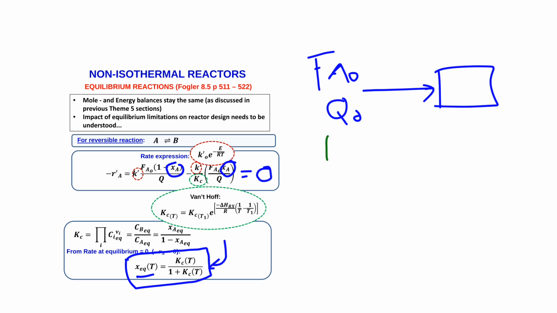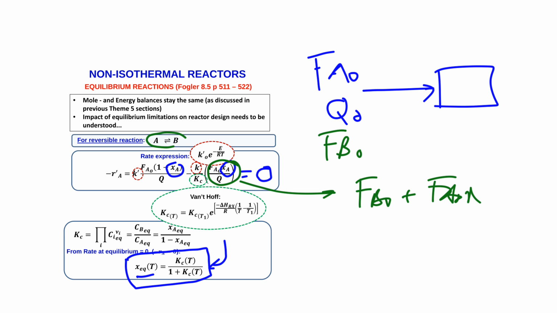Of course, if there is some FB0 also being fed to the reactor, this concentration will have a different value: it is going to be FB0 plus FA0 times X. Or if I have a different reaction with a different rate expression, I will not necessarily be able to derive this shape of the X equilibrium versus temperature equation. Nonetheless, you should be able to get a value for equilibrium conversion by setting this rate equal to 0 as a function of temperature in your reactor, or along the way in a PFR.